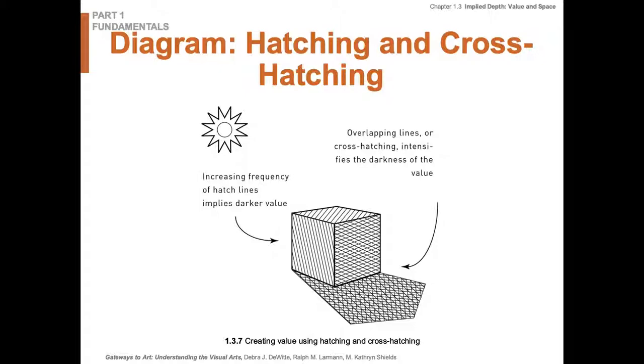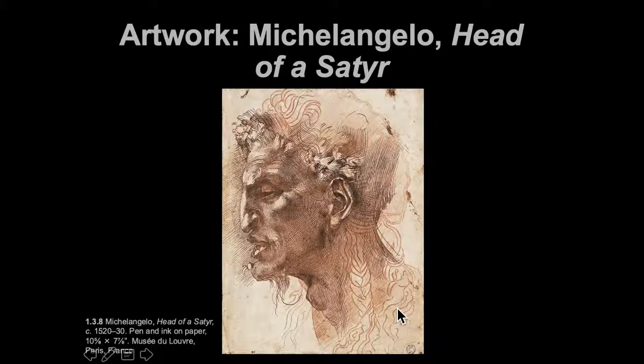So the idea of frequency, the closeness together, and then the multiple crossing over. One set of lines would create one value, and you see how this looks darker here and even darker with the cast shadow. So that can be done with lines. Our example, very quickly, is Michelangelo's piece, Head of a Satyr. And this is pen and ink, and this can be done this way, but by goodness, it's quite hard.